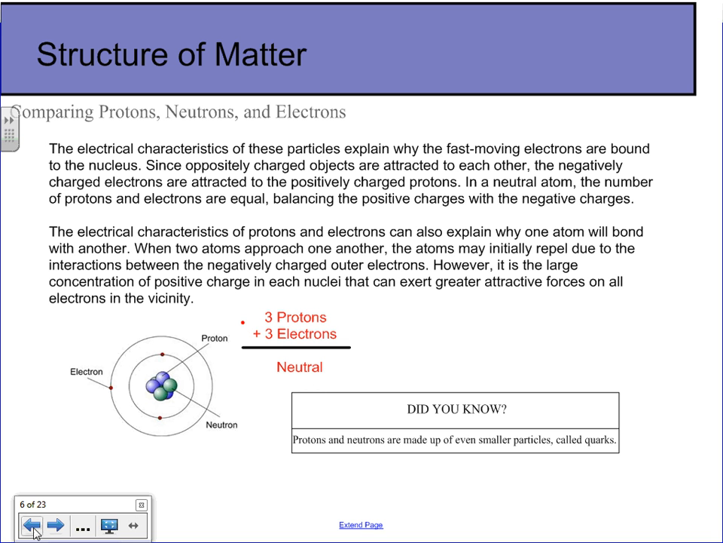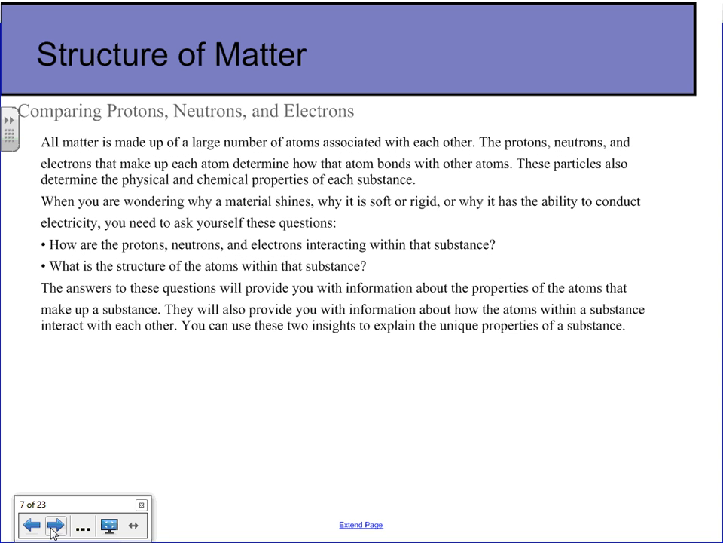So here we go. All matter is made up of a large number of atoms associated with one another. The protons, neutrons, and electrons that make up each atom determine how that atom bonds with other atoms. These particles also determine the physical and chemical properties of each substance. So when you are wondering why a material shines, why it is soft or rigid, or why it has the ability to conduct electricity, you need to ask yourself these questions.